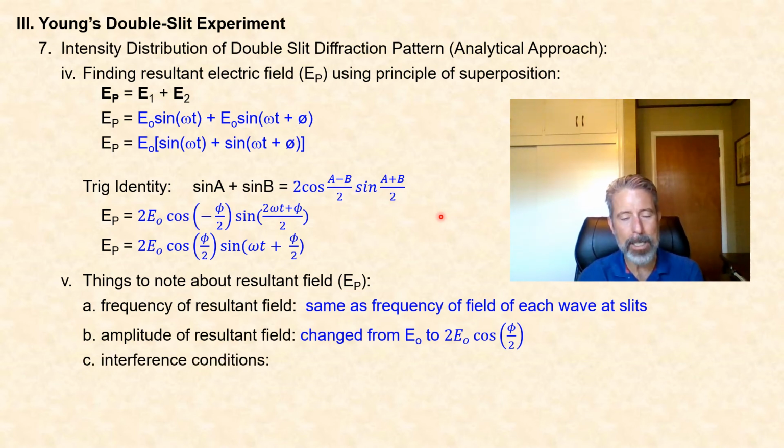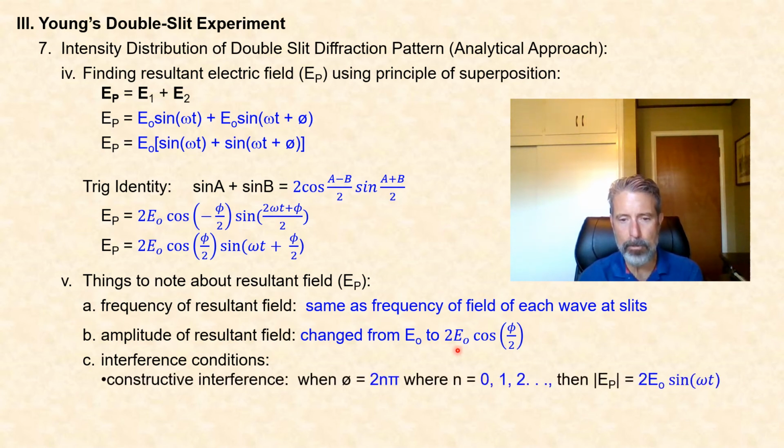So this tells us our interference conditions. For the case of constructive interference, phi is equal to 2n times pi, with n taking on whole number values.